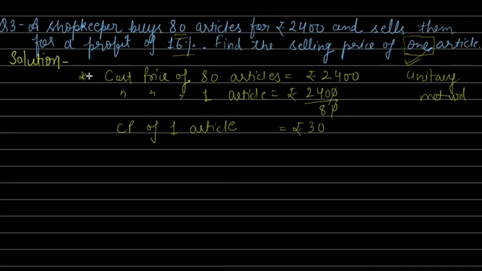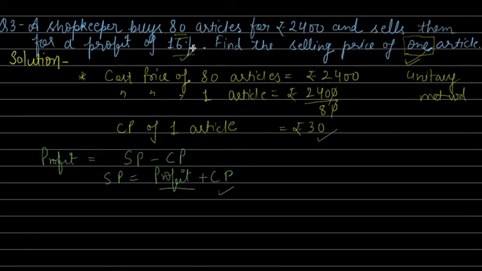Now we know CP, we know profit percent. We have to calculate the selling price of one article. Now what is selling price? Selling price formula we know: profit is SP minus CP. From here how can I write? SP will be profit plus CP. Now CP I know, we have just calculated rupees 30. I don't know profit, I only know profit percent.